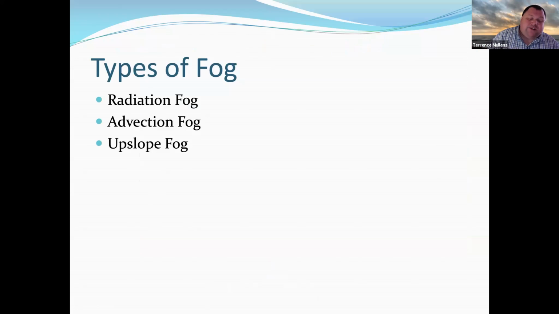Well, there's actually three types of fog: radiation fog, advection fog, and upslope fog. Each one of them forms in a different way. But believe it or not, each one has a place in California where it's very common. In fact, each one has a place not that far away from here. So let's talk about each of these very briefly.